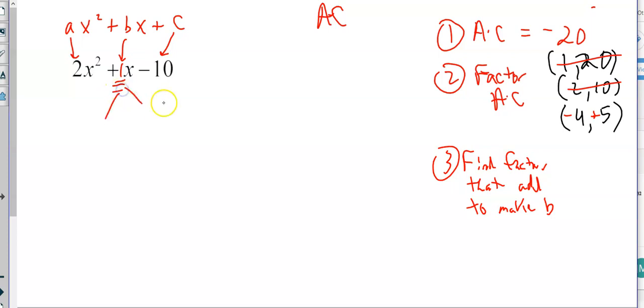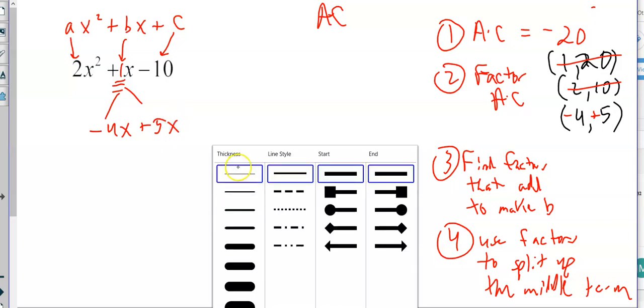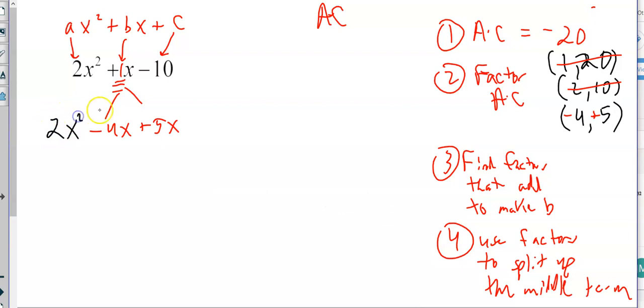So the fourth step, the last step, is use the factors you just found, in our case, negative 4 and 5, to split up the middle term. So I'm going to write this as negative 4x plus 5x. And then this would be 2x squared minus 10. And now we're going to group.